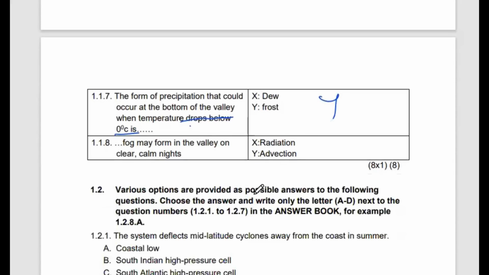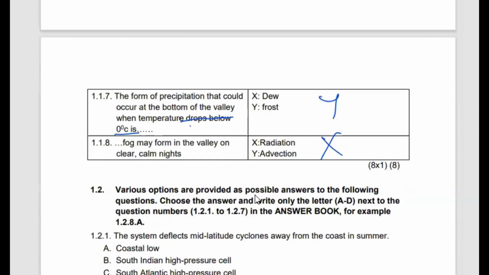Moving on to the next question. Dash fog may form in the valley on clear, calm nights. What kind of fog forms when we have clear, calm nights? That is radiation fog. Radiation fog is caused by excessive long-wave radiation or terrestrial radiation, when we have excessive loss of heat from the surface during cloudless nights. When we have cloudless nights, we have excessive long-wave radiation because remember, it is the clouds responsible for sending back the heat. That is why we feel warmer when it's a cloudy night.